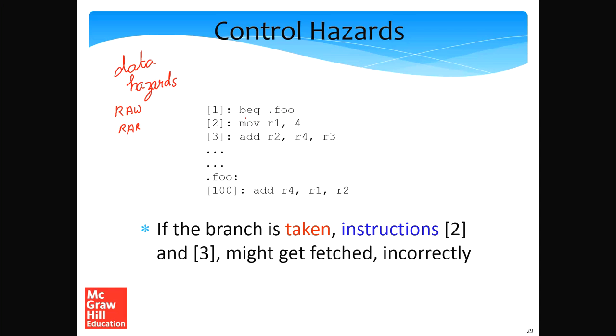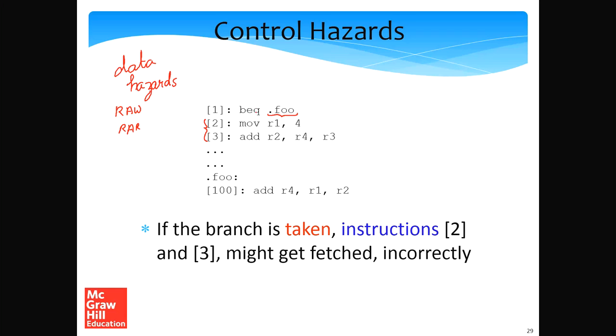So let us consider an instruction of the form branch if equal. If the equality condition is true, we shall branch to the label .foo. After that we have several instructions and then a long time later we have the label .foo and instructions after it. Now let's assume that the branch in this case is taken. We will show that instructions 2 and 3 might get fetched incorrectly.